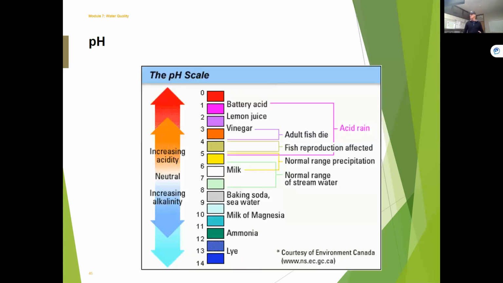And again, here's my chart right there. And you can see all the different things we consume, right? Milk is right in the normal, but lemon juice and vinegar, and I can put any sort of cola beverage, is going to be sitting around where the lemon juice is here. It's going to be in the 2 range. So significant acid and basic as we go.